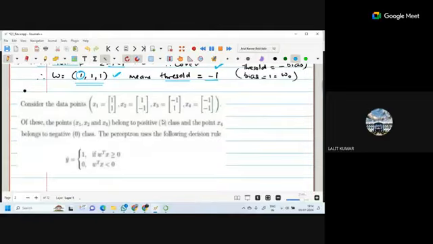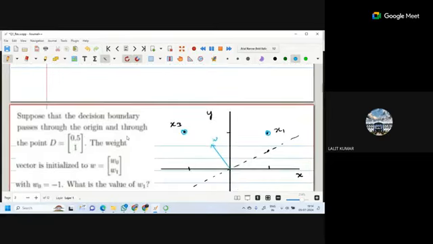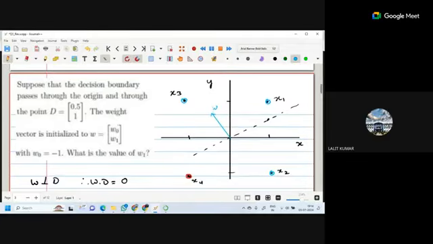Okay, so there is another question in this. It is a concept question. The 4 points have been given, x1, x2, x3, and x4, and the perceptron rule has been given. They have said the decision boundary passes through the origin and through a point D, which is (0.5, 1), which I have marked here. This is the decision boundary. The weight vector is initialized as W equal to W0, W1, with W0 equal to minus 1. So what is the value of W1?